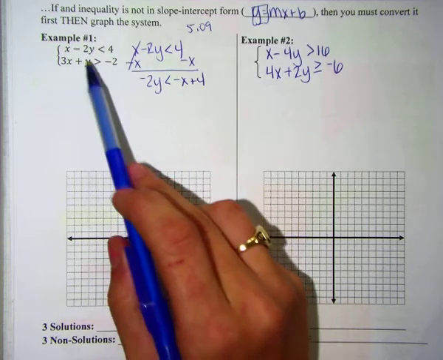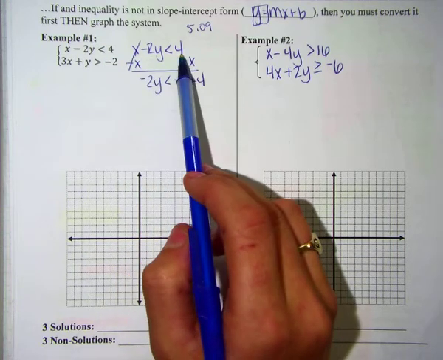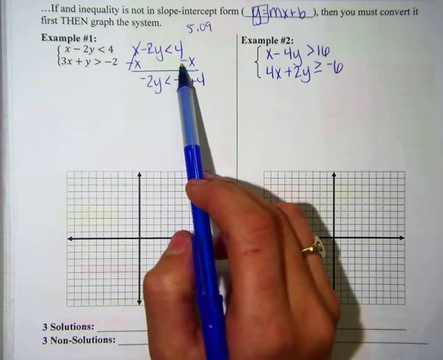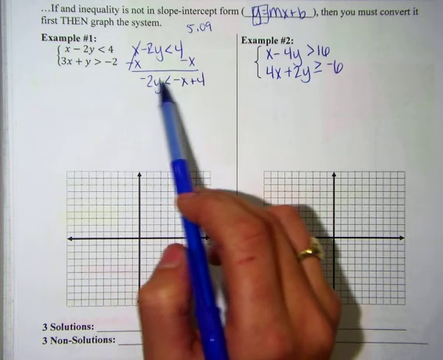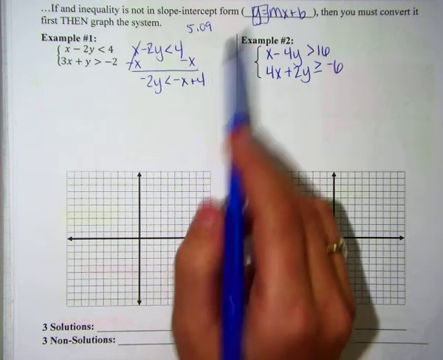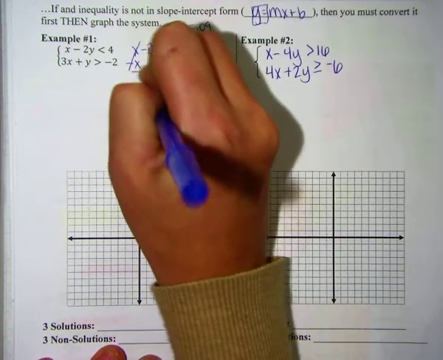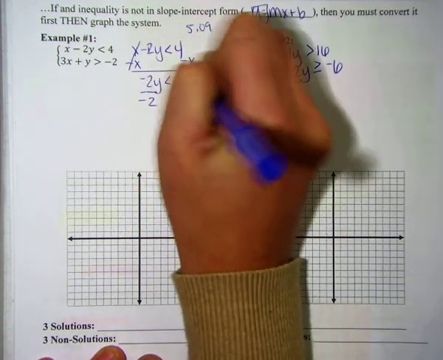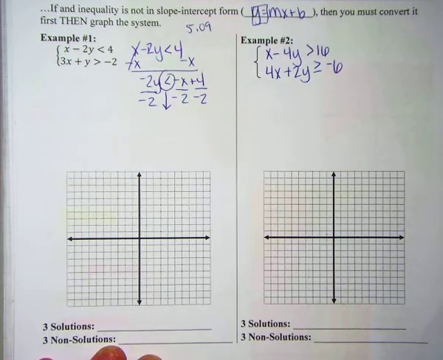So right now this one's x minus 2y is less than 4. So I rewrote the inequality, and I went ahead and subtracted x from both sides. Now you have negative 2y is less than negative x plus 4. Again, my goal is to get y by itself, so I'm going to divide by a negative 2. Now, since I am dividing by a negative 2, I need to go ahead and flip the sign first.